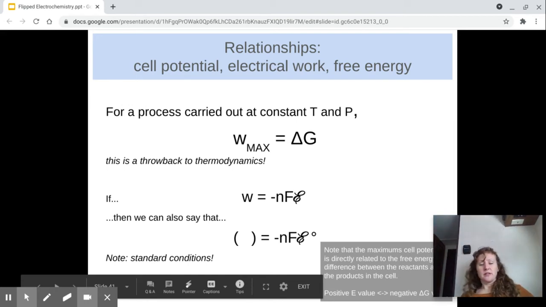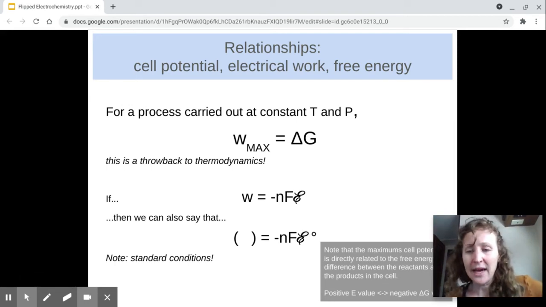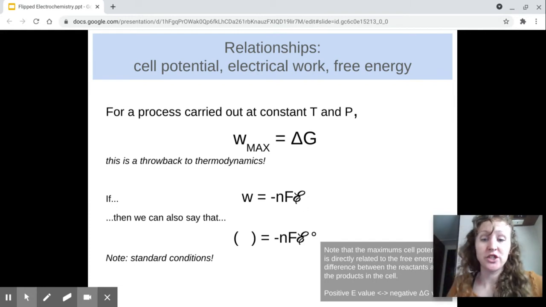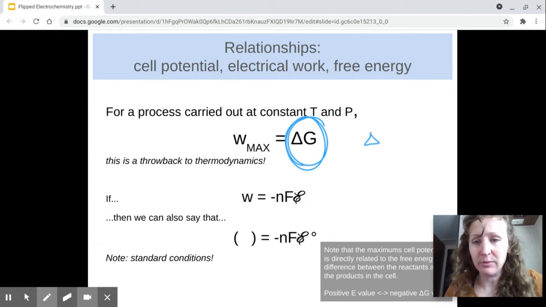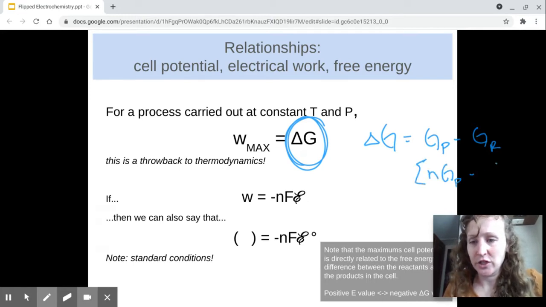Okay, just a note here that the maximum cell potential is directly related to the free energy difference between reactants and products in the cell. Yes, it is a free energy difference. And remember that the change in free energy is equal to the free energy of the products minus the free energy of the reactants. Or rather, it was this equation.